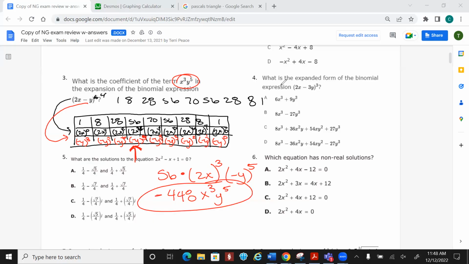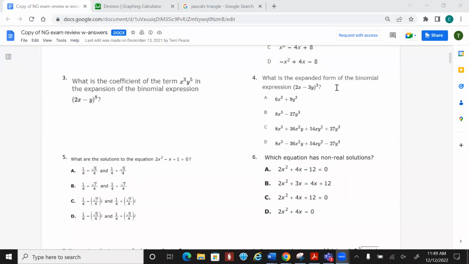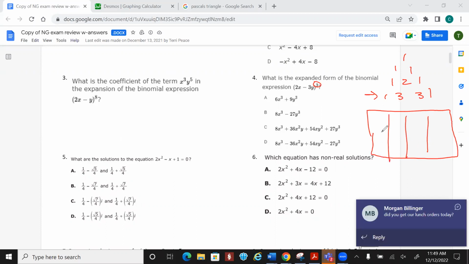Which one? I want you to write this out in expanded form. Okay. So really quick, I would go back to that Pascal's triangle. That's okay. And we're going to want the 3rd row. Okay. Now we're going to have 4 columns and 3 rows. We're going to take these, we're going to put them in the columns.